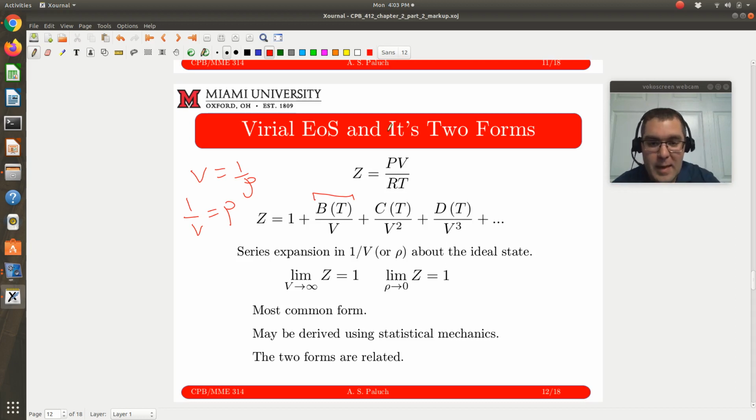All right, so B accounts for those two-body interactions. C would account for three-body interactions. D, four-body, and so on and so forth. All right, so they're fundamental physical-based quantities.